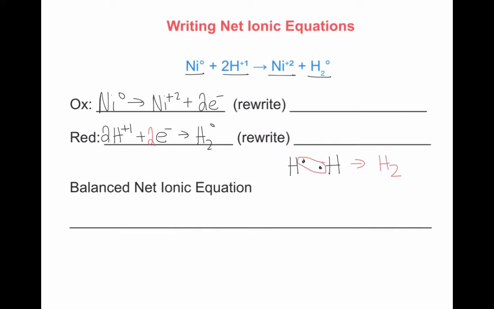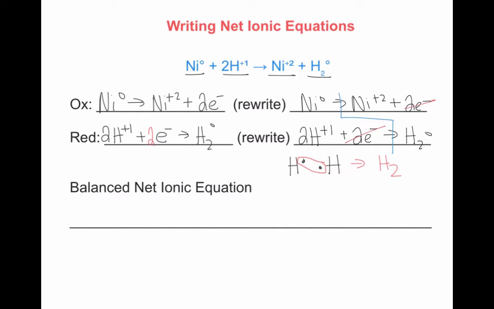Now what I need to look at here is whether the number of electrons lost equals the number of electrons gained. And in this case, it does. So we can rewrite it really quickly. Ni0 yields Ni plus 2 plus 2 electrons lost, 2H plus 1 plus 2 electrons gained yields H2. Then I'm going to put in my little stair step. I'm going to cancel the number of electrons lost, which equals the number of electrons gained.